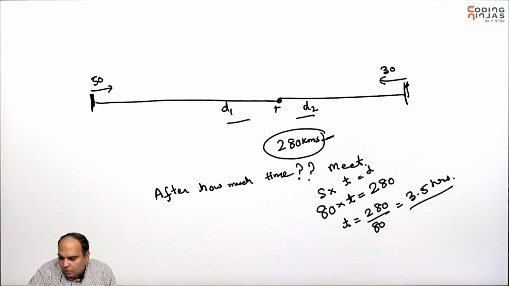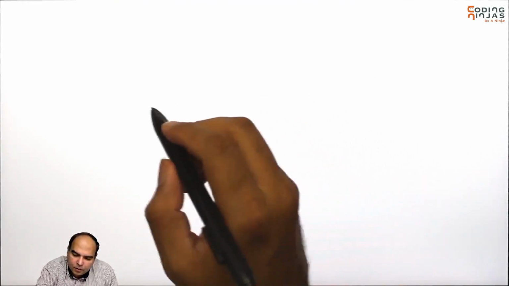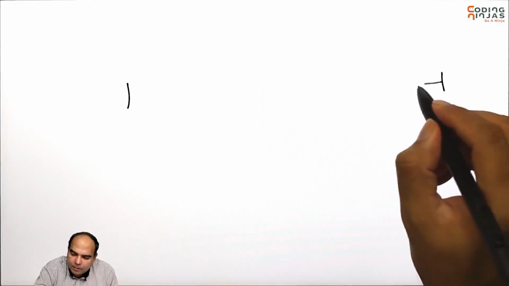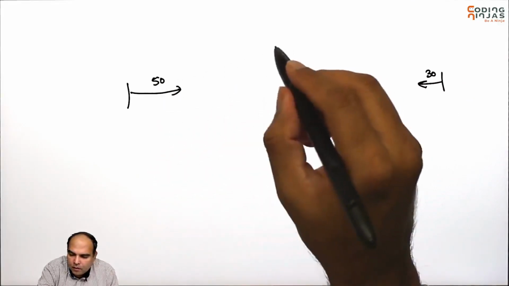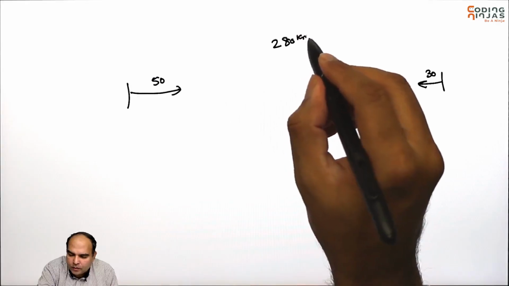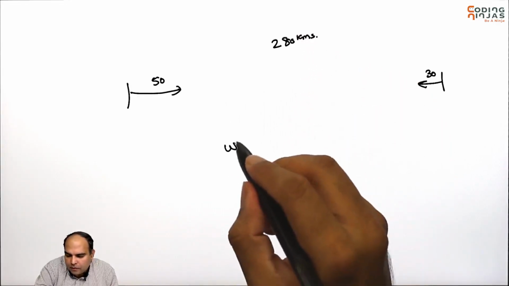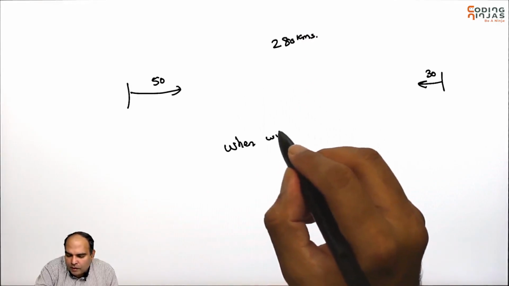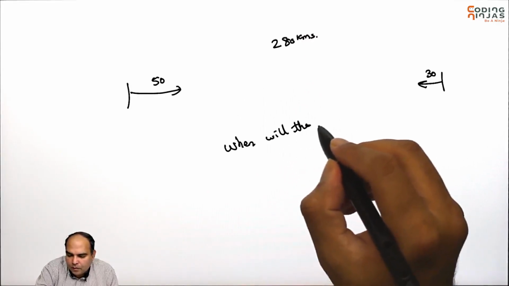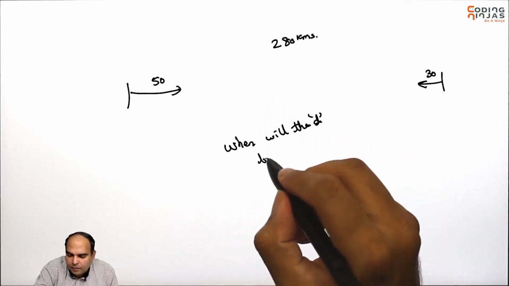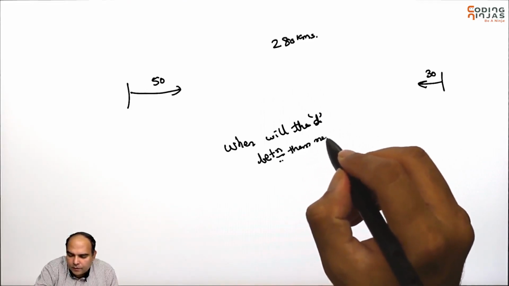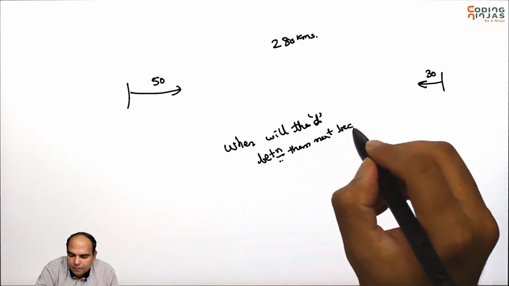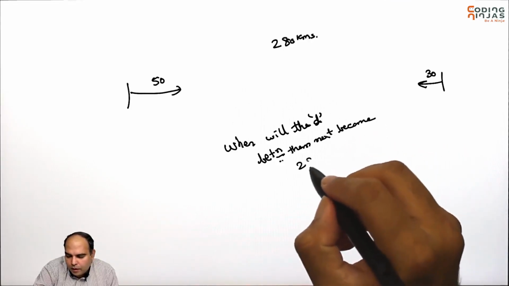Right? So now if I want to start modifying this question, same scenario, moving at 30, moving at 50, distance between them 280 kilometers, and instead of asking when they meet, I ask you when will the distance between them next become 280 kilometers.